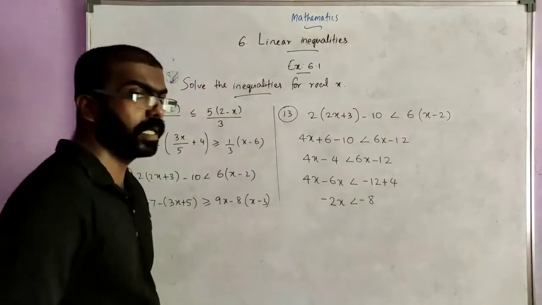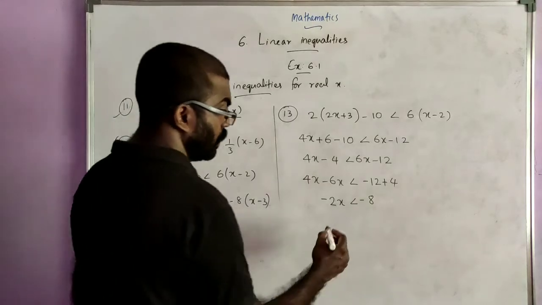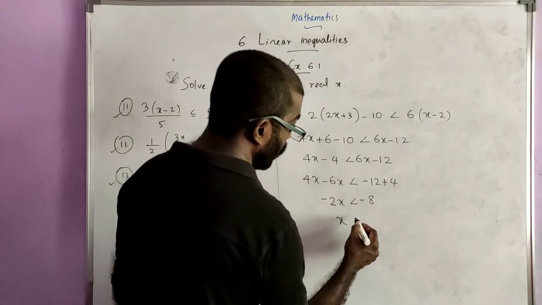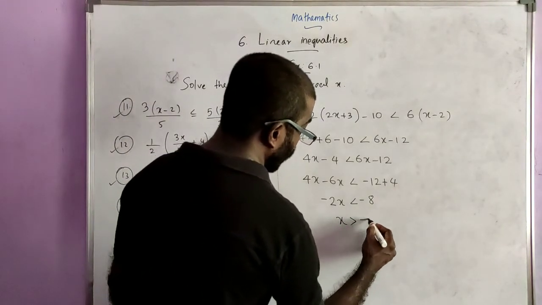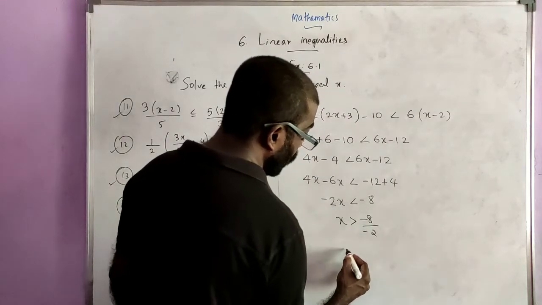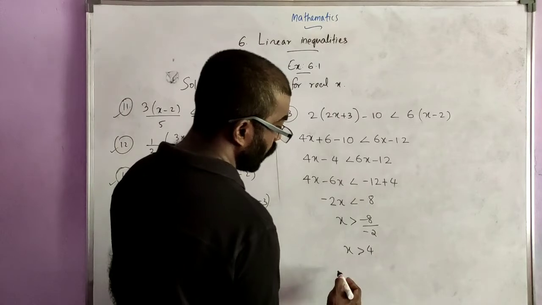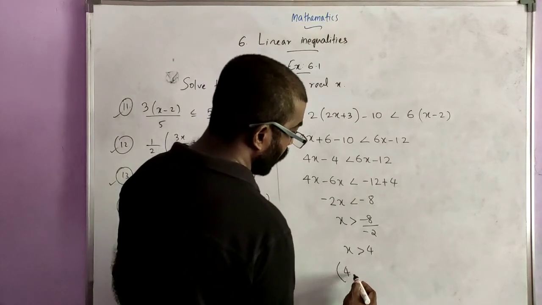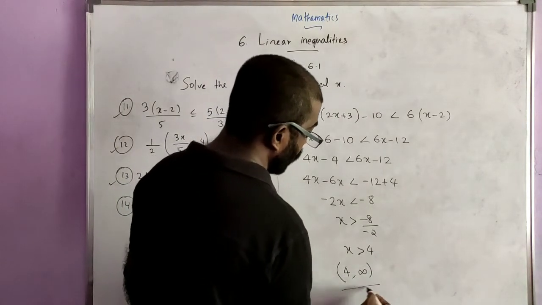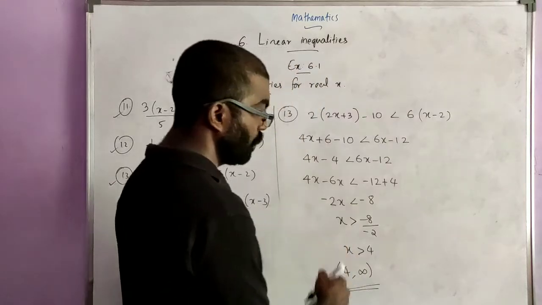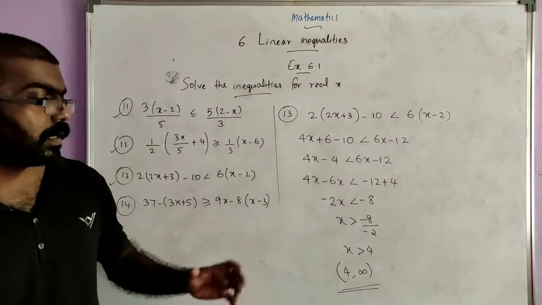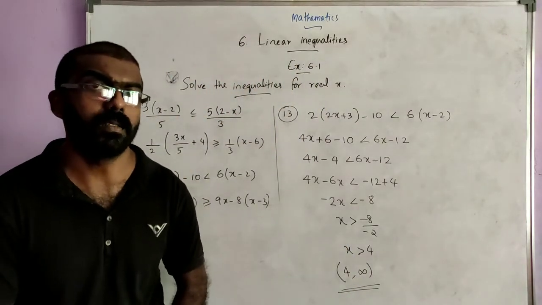We can divide both sides by minus 2. So the sign of the inequality reverses. x is greater than minus 8 by minus 2. So x is greater than 4. So the solution in interval form is the open interval 4 comma infinity. Here greater than, so open bracket. Open interval 4 comma infinity.